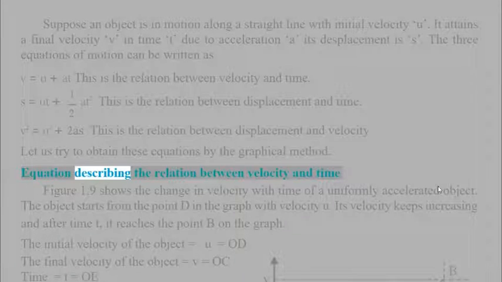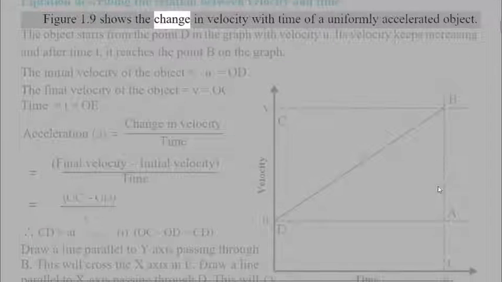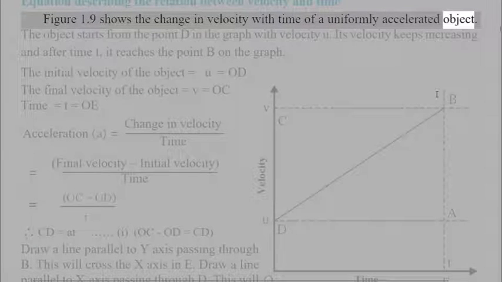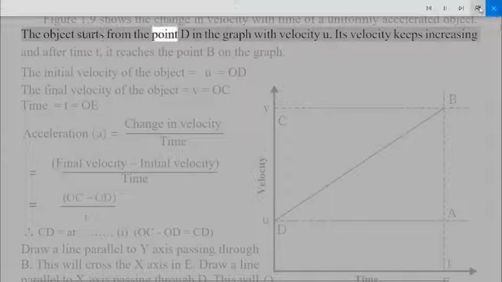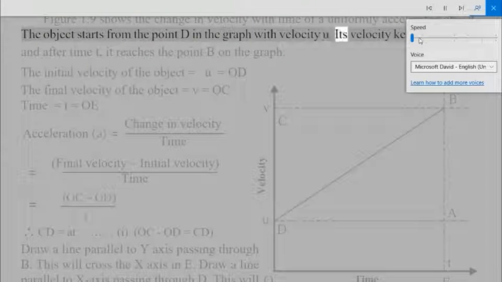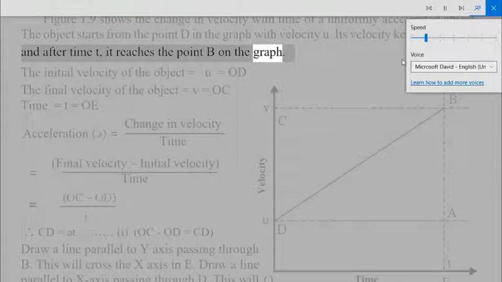Equation describing the relation between velocity and time. Figure 1.9 shows the change in velocity with time of a uniformly accelerated object. The object starts from the point D in the graph with velocity u. Its velocity keeps increasing, and after time t, it reaches the point B on the graph.